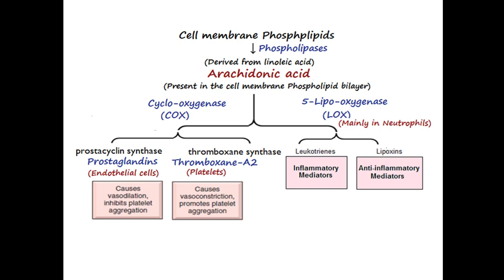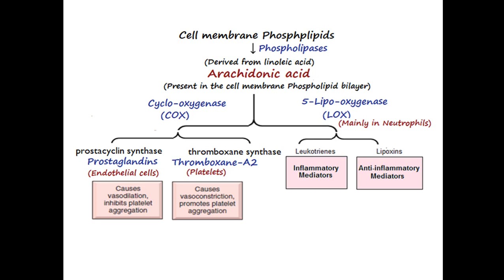The COX or cyclooxygenase enzyme will convert the arachidonic acid into its metabolites known as the prostaglandins. This will happen in endothelial cells. And the arachidonic acid metabolites or prostaglandins that are released in the endothelial cells cause vasodilation. By that we mean they will increase the caliber of the blood vessels and will increase the blood flow. And on the other hand, they will inhibit the platelet aggregation. So we can say that they induce inflammation but inhibit clotting and inhibit hemostasis.